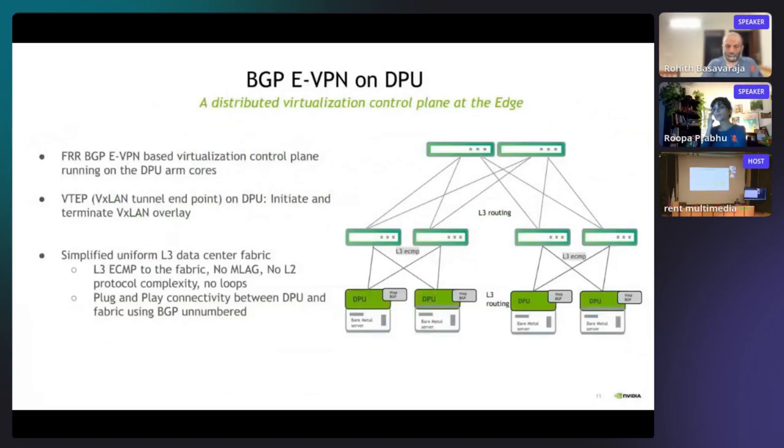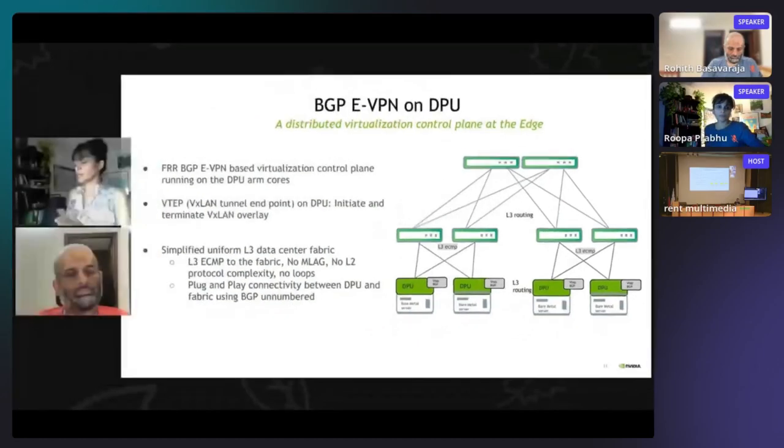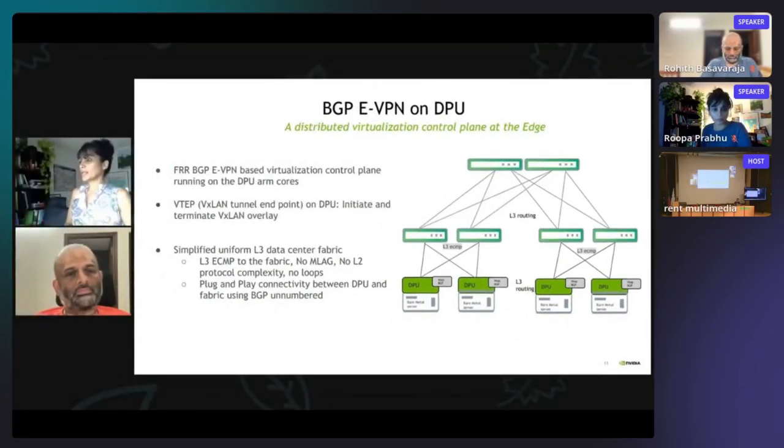So what does this mean? This is another view of moving the EVPN implementation onto the DPU. So your DPUs become your VXLAN endpoints, and your FRR is running on the DPU. It's a completely layer 3 ECMP fabric, with plug and play connectivity between DPUs using something called BGP unnumbered, as you already know. The FRR BGP unnumbered implementation actually simplifies this whole network, because you're now increasing the scale of your VTEP endpoints. You really need something like BGP unnumbered to operate it easily.